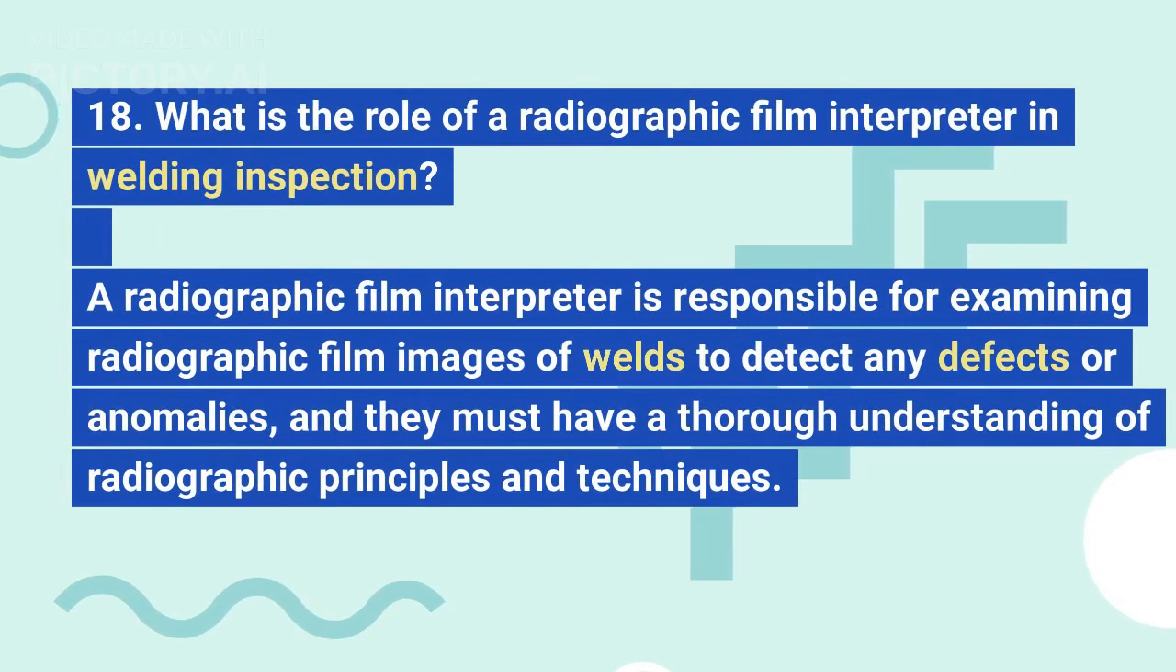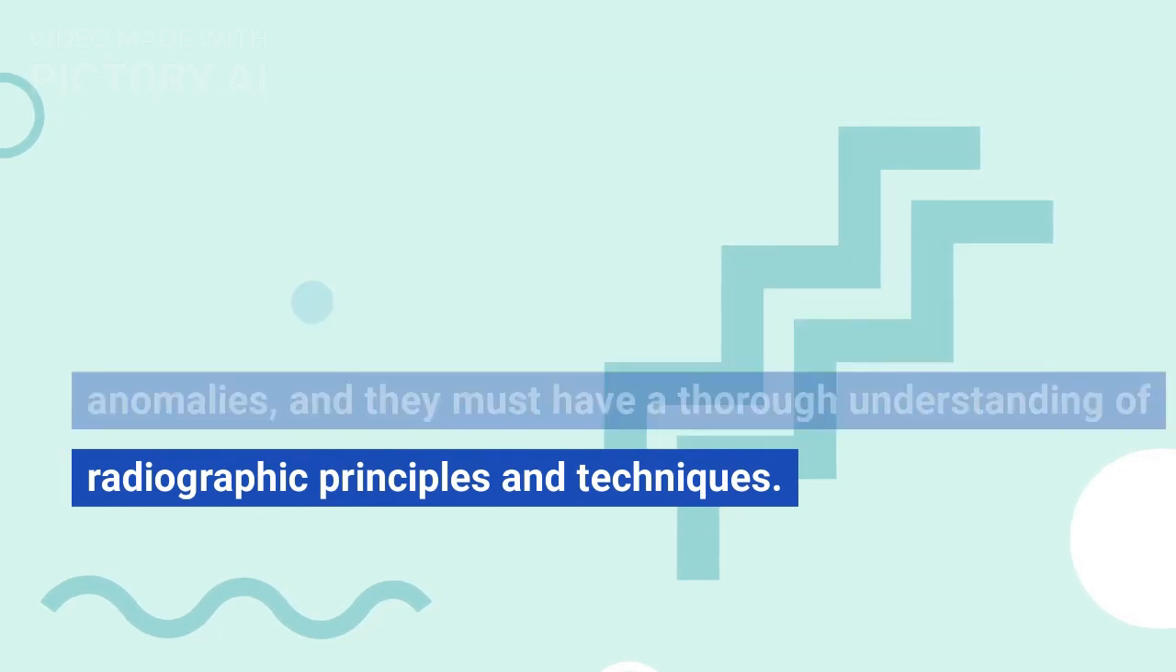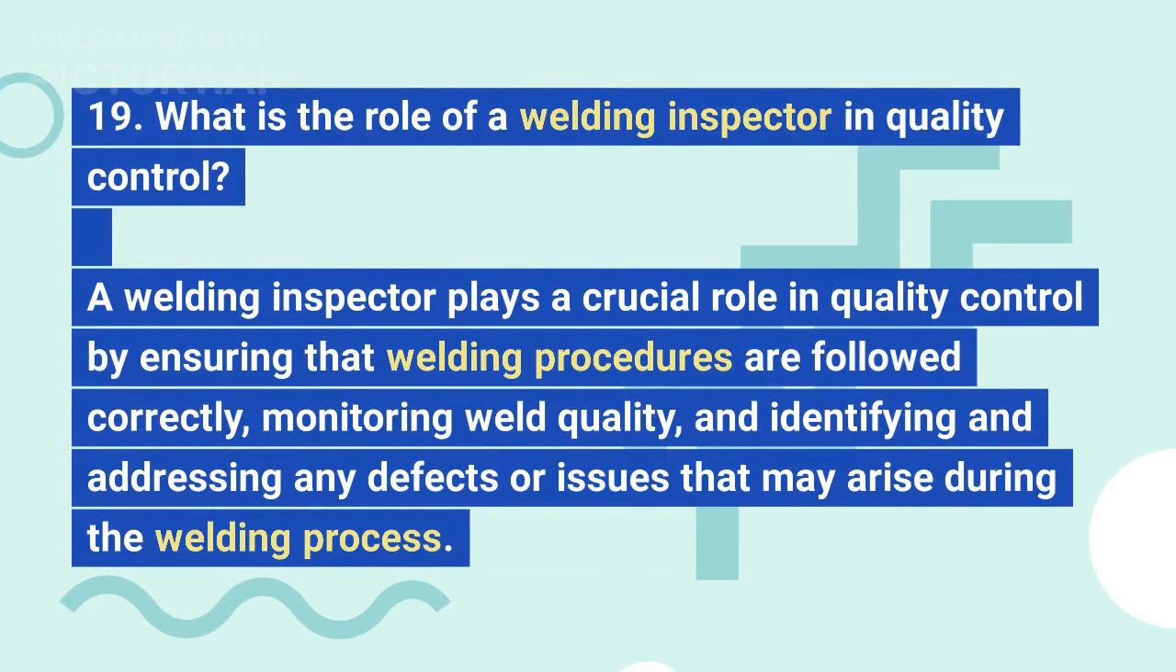A radiographic film interpreter is responsible for examining radiographic film images of welds to detect any defects or anomalies, and they must have a thorough understanding of radiographic principles and techniques. 19. What is the role of a welding inspector in quality control?